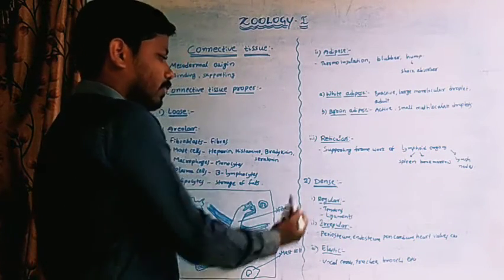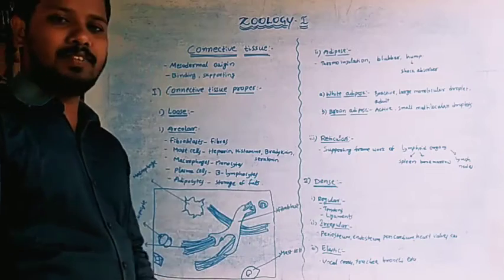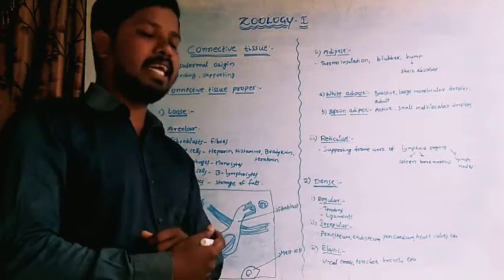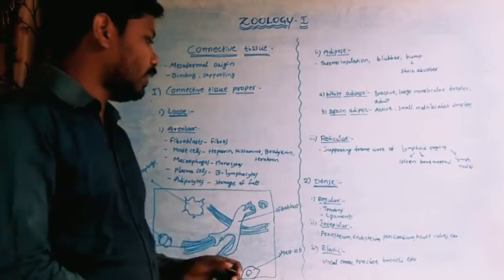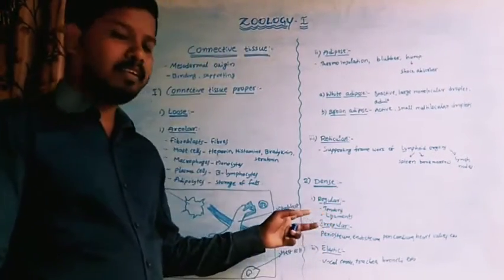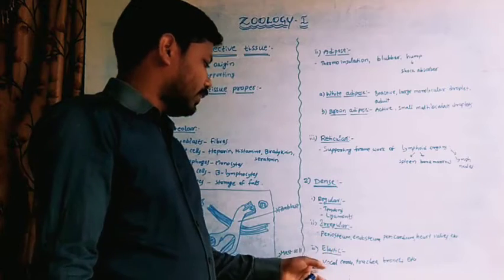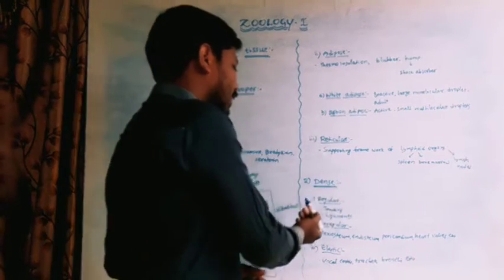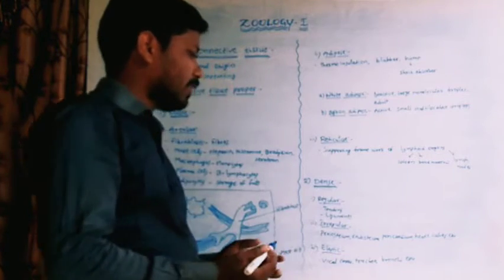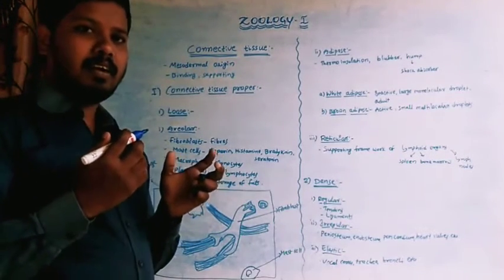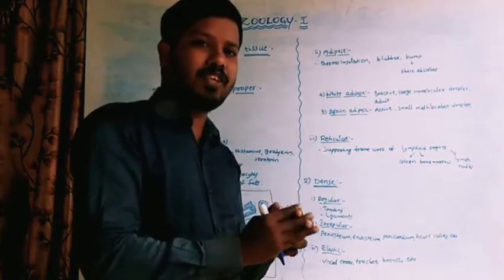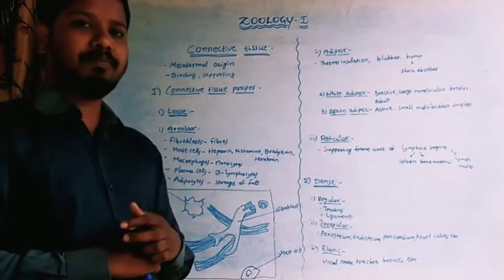Loose connective tissue is completed. Second one is the dense connective tissue. Dense connective tissue consists of three types. In dense connective tissue, the fibers are arranged closely. That means the fibers are closely arranged in the dense connective tissue.